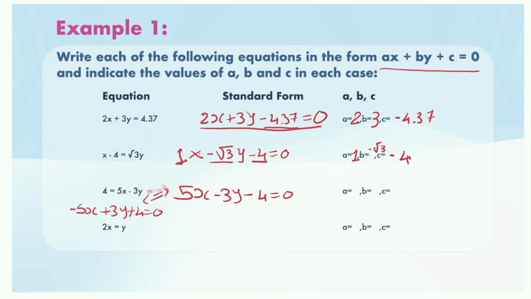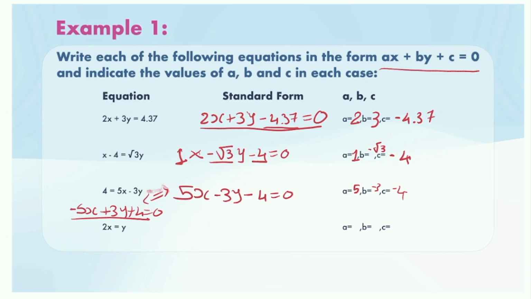You can write either answer. So your final answer will be a equal to 5. Your answer could be a equal to minus 5 if you converted the equation in this way, right? And b is minus 3 and c is minus 4. So you can convert an equation into standard form in either of these two ways.